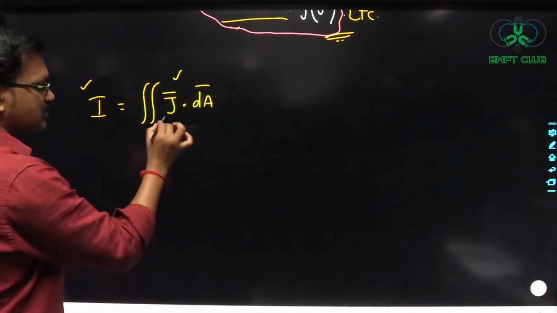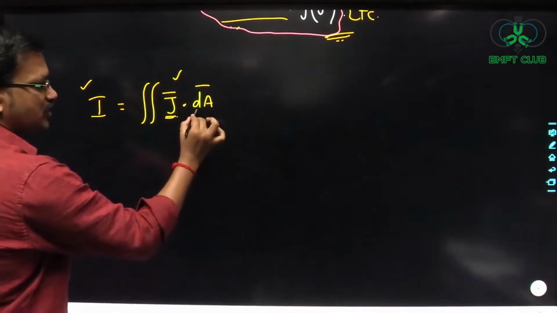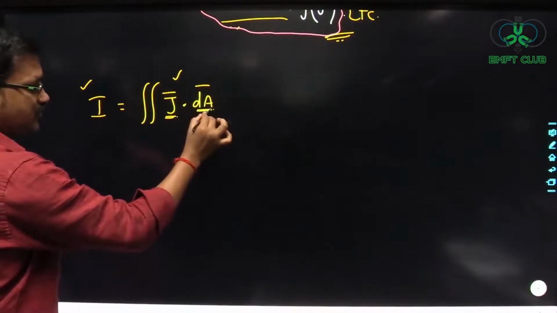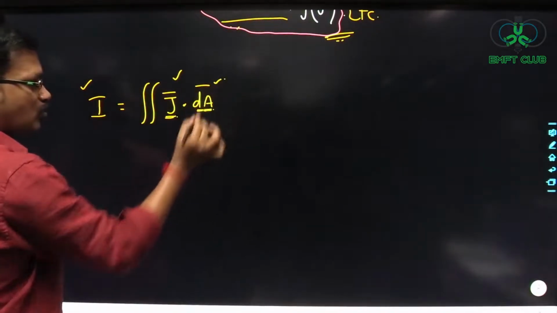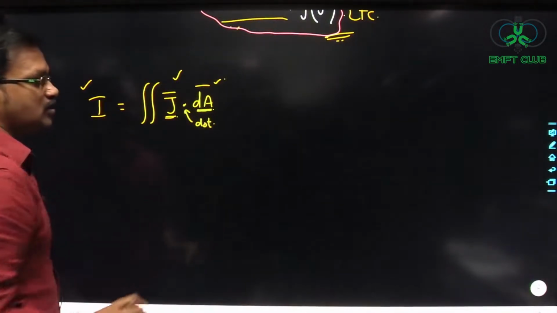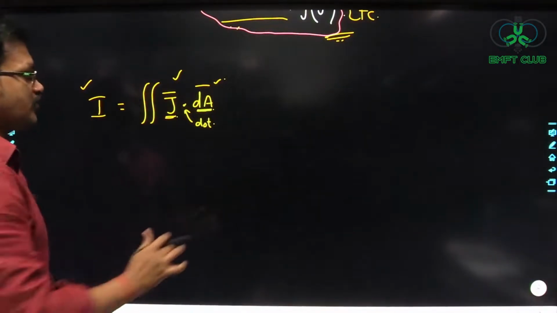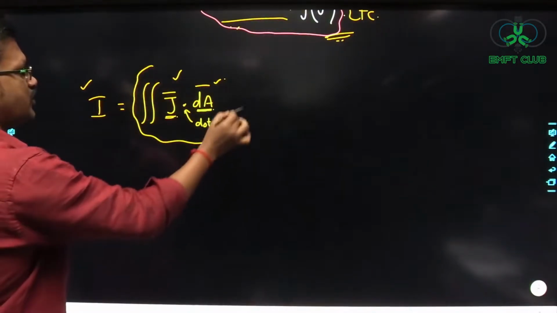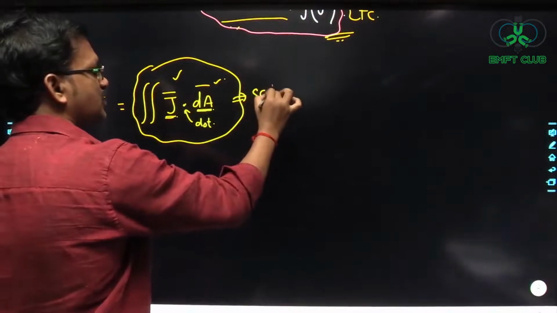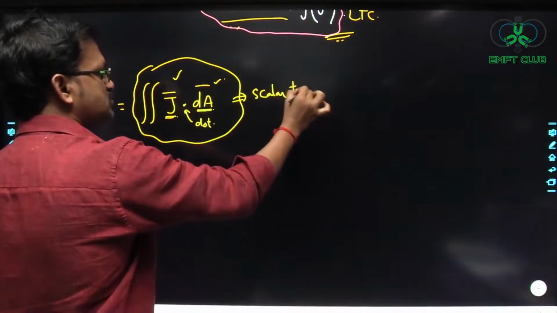Here Z bar is a vector quantity, and dA bar represents a small differential area. This small differential area is also a vector quantity, and you are doing a vector operation here, which is nothing but the dot product. And the resultant of this dot product is nothing but a scalar quantity.